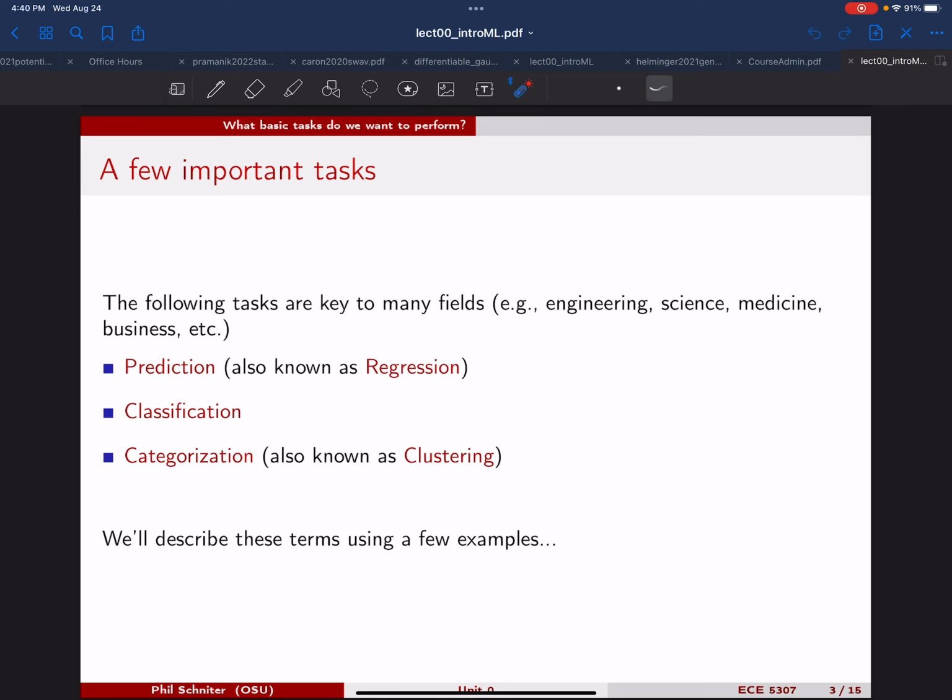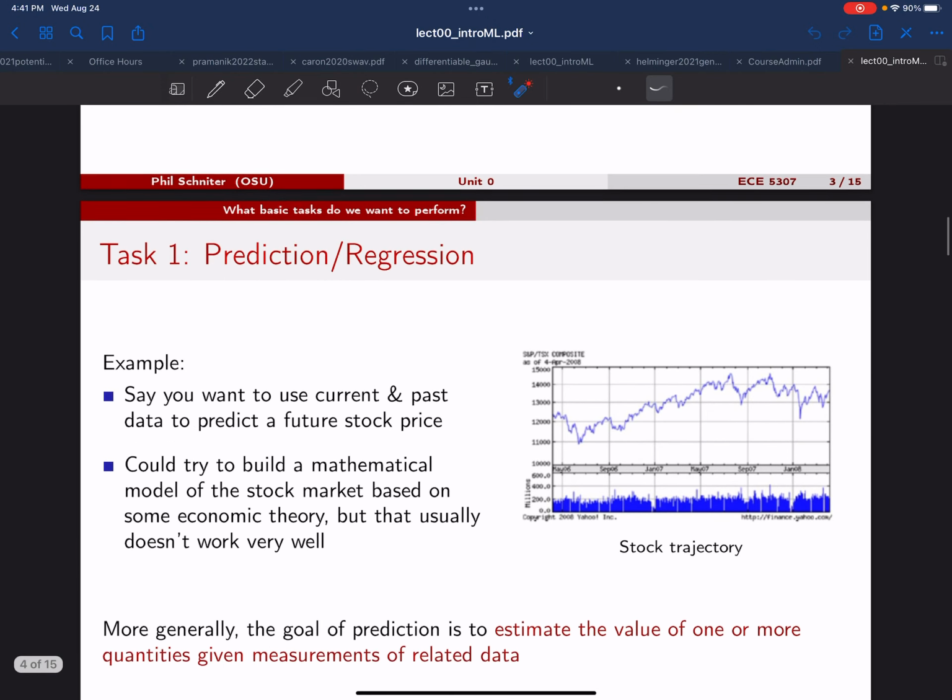Okay, so we're going to focus on prediction. You can kind of guess what that means from the name, right? But another name that means the same thing, which you may not know, is regression. So when we talk about regression, that's basically just prediction. That's the statistician's name for prediction. Then we have classification, which I'll get into, and then categorization, but categorization is mainly known as clustering. You might not know what clustering means, but if you say, I want to categorize these things, that's essentially what you're doing. Okay, so let's talk about these just from a few examples.